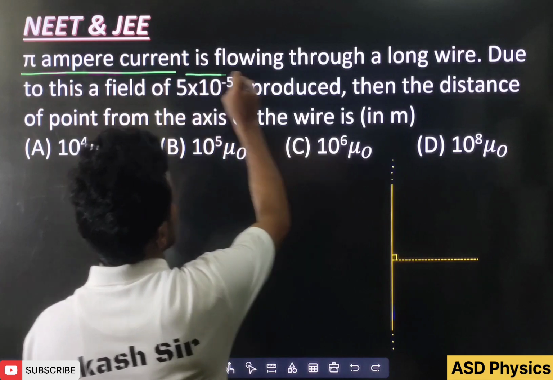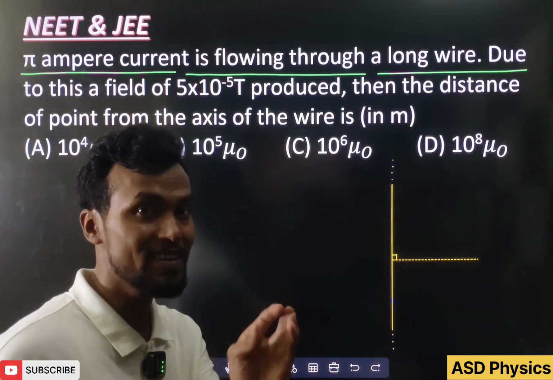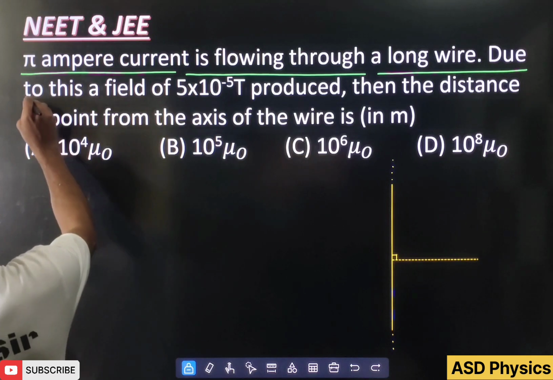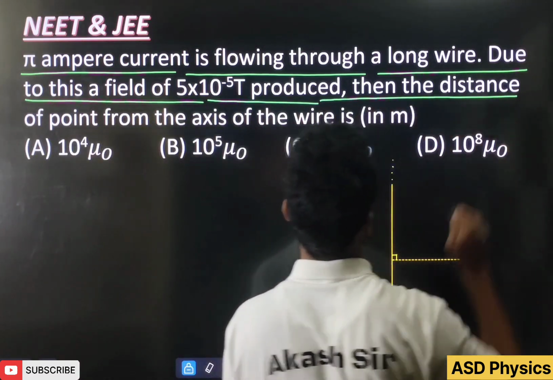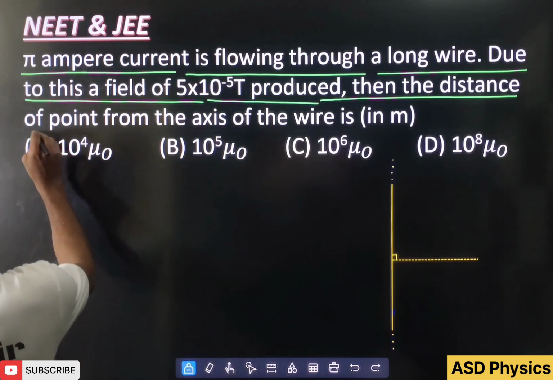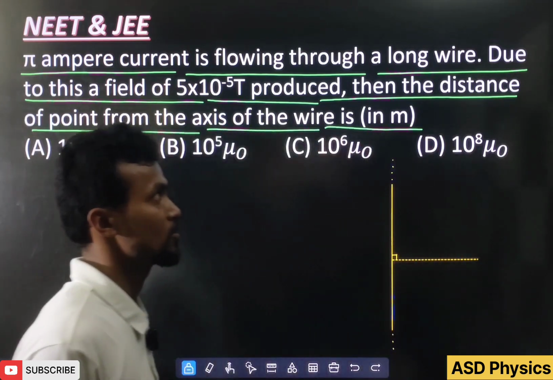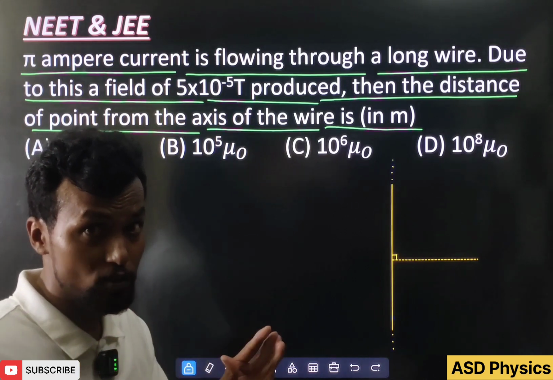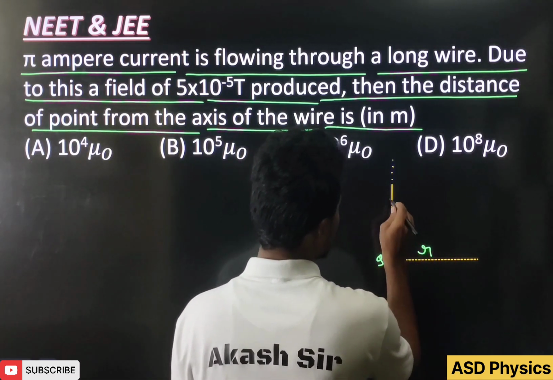Pi ampere current is flowing through a long wire. Nothing is mentioned, means which wire? Infinite wire. Due to this, a field of 5 into 10 power minus 5 Tesla is produced. Then the distance of the point from the axis of the wire is how much in millimeter? Okay, they told distance, but they did not tell which distance. That means always which distance here, students? Perpendicular distance. Let's take that.